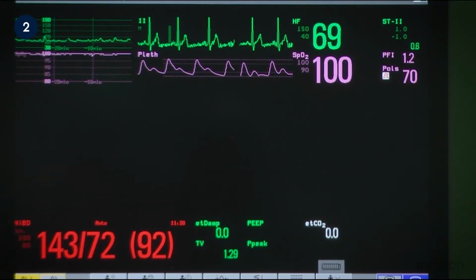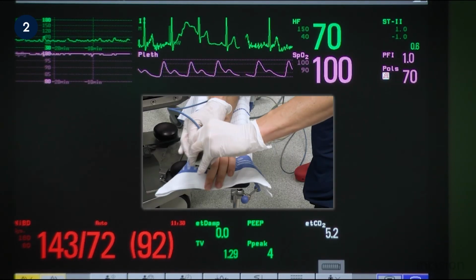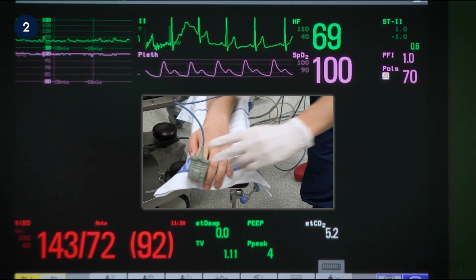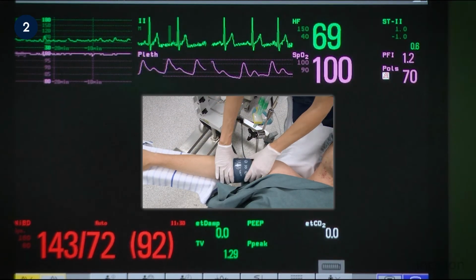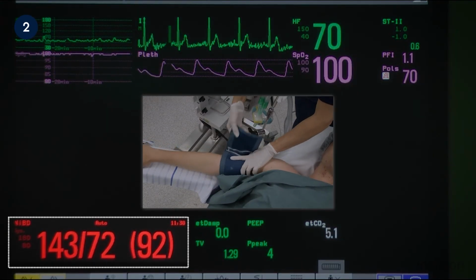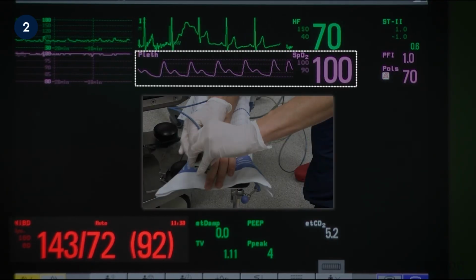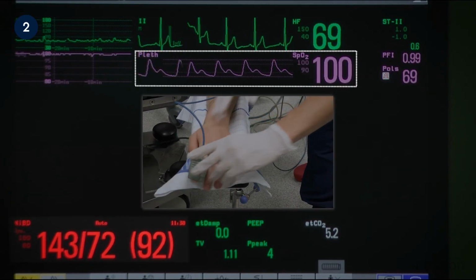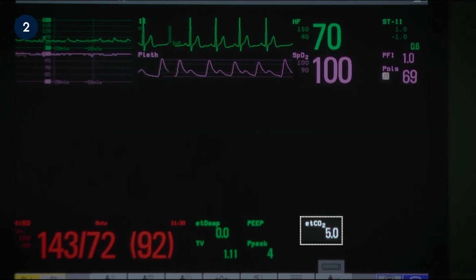Monitoring is a key component in the provision of anesthetic care. In addition to ECG electrodes, an oxygen saturation probe and blood pressure cuff are now placed on the patient. The minimum required monitoring during a spinal anesthetic is blood pressure, ECG, and oxygen saturation. Because of potential respiratory complications, some anaesthetists monitor end-tidal CO2 routinely.